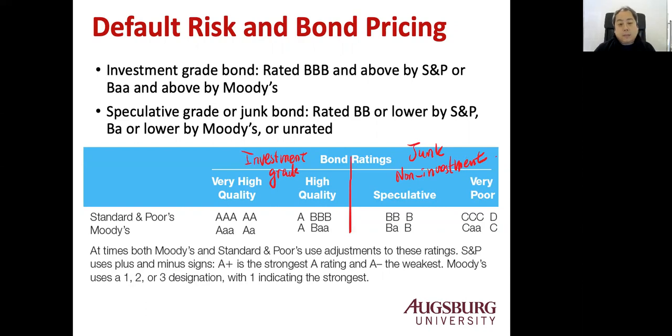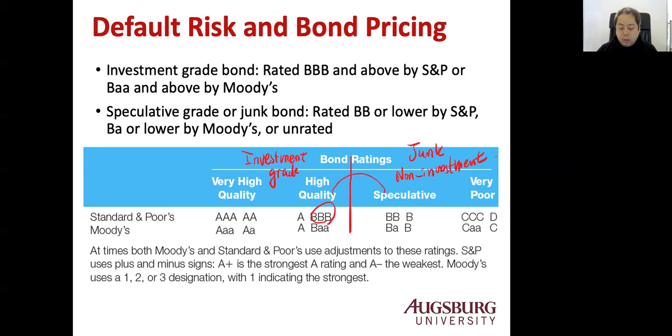Moody's and S&P have subcategories in each category, in three parts. S&P uses plus and minus, so A plus is the strongest A rating, and A minus is the weakest A rating. Moody's uses 1, 2, 3, where A1 is the strongest in A and A3 is the weakest in A. The way they categorize is the same. The important bar is here: BBB minus is the lowest investment grade bond.